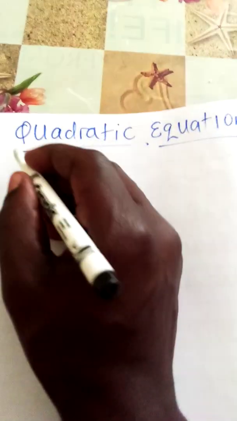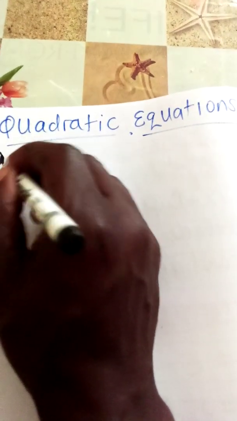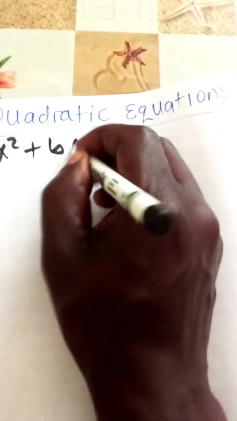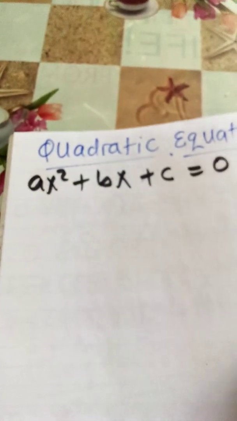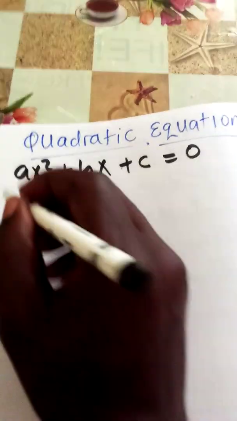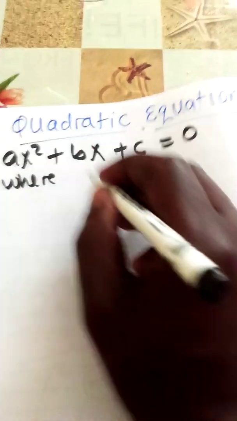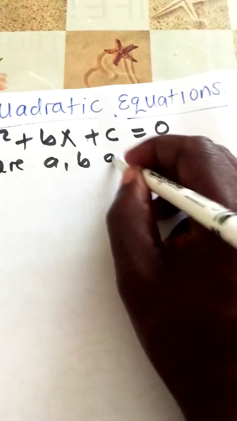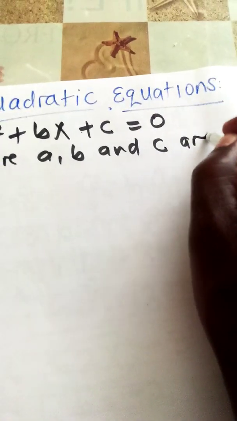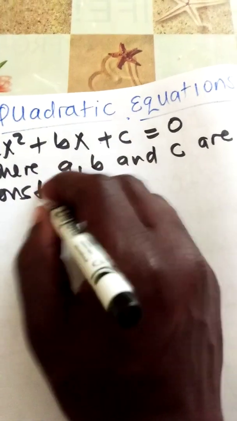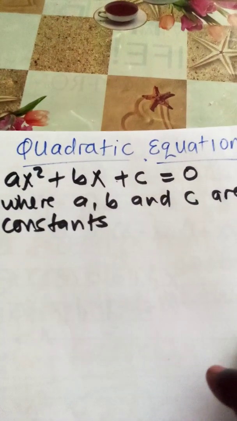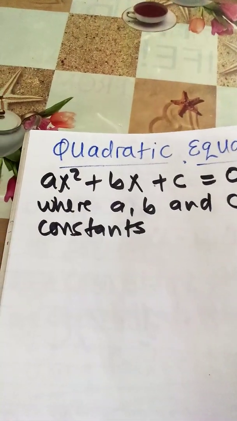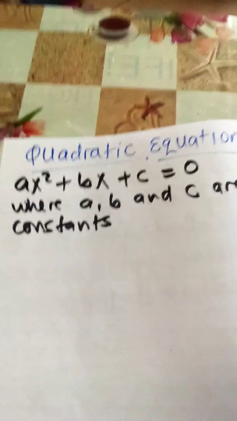Now, all quadratic equations are of the form ax squared plus bx plus c equals 0. All quadratic equations should be of that form, where a, b, and c are constants. Any equation with a degree of 2 is called a quadratic equation.